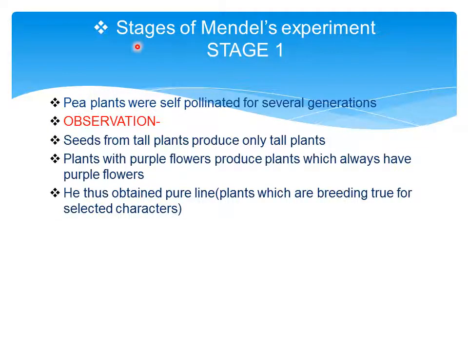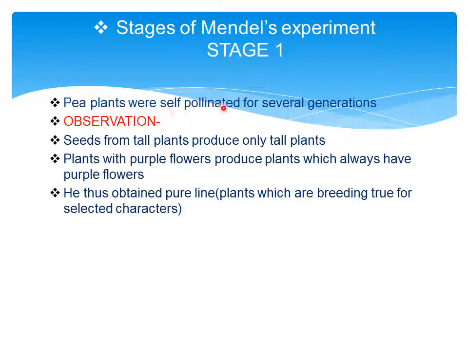Here we are starting with the stages of Mendel's experiment. This is stage 1. What did he do first? Mendel first selected 7 pairs of contrasting characters, as I told you in the previous video. Now what did he do? He took pea plants and self-pollinated them for several generations.